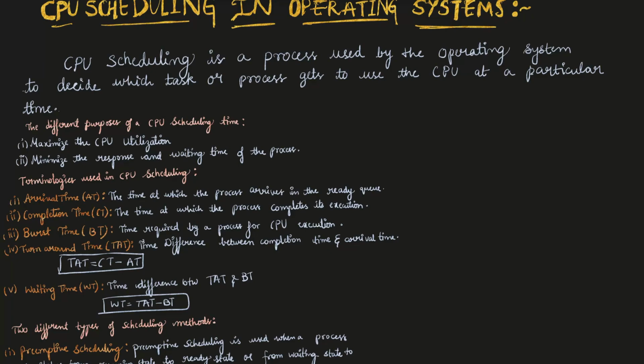Channel, and in this video we are going to learn about CPU scheduling in operating systems. So let's see what is CPU scheduling. It is basically a process used by the operating system to decide which task or process gets to use the CPU at a particular time.